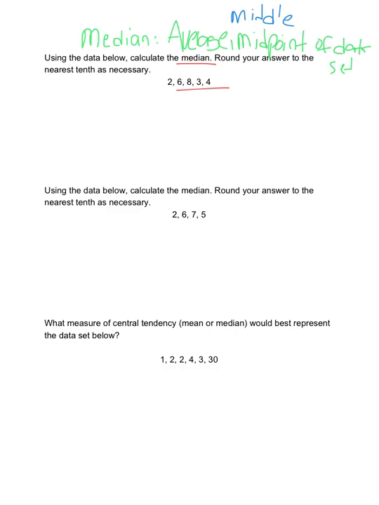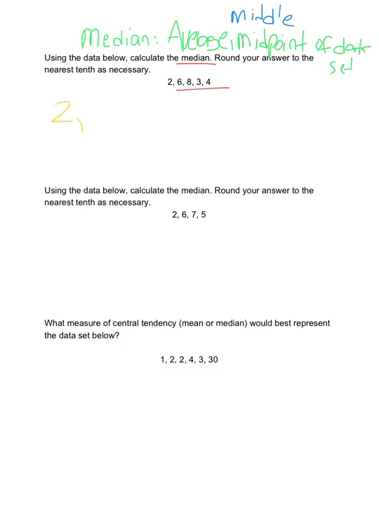Now, before we find this middle number, we have to do something very important. We have to make sure our data set is listed in order from least to greatest. Notice right now it's not listed in order from least to greatest. It goes 2, 6, 8, 3, 4. It kind of goes up and down. So our first step is going to be to take that data set and list these numbers in order from least to greatest. So I'm going to start with 2.